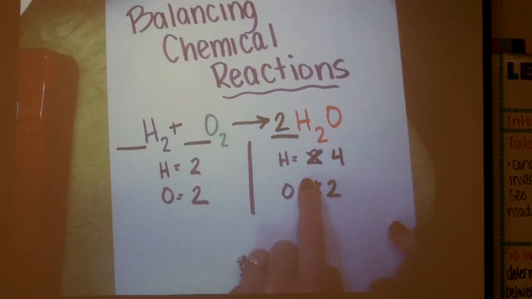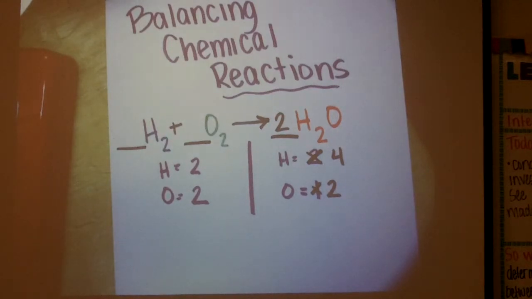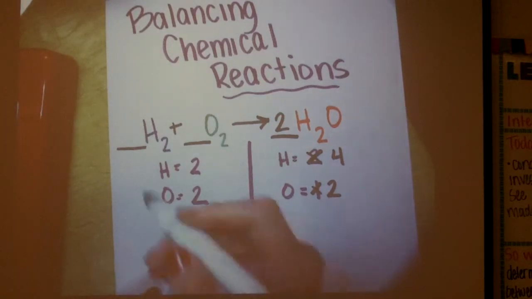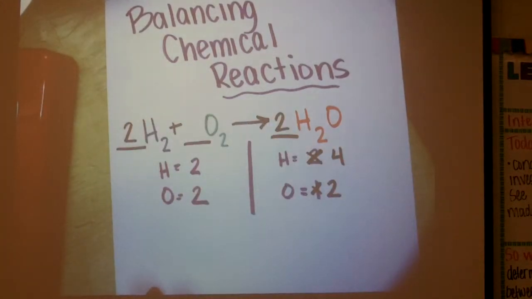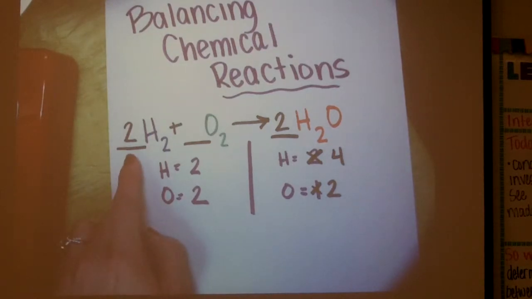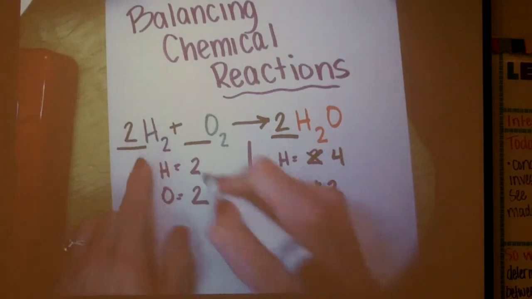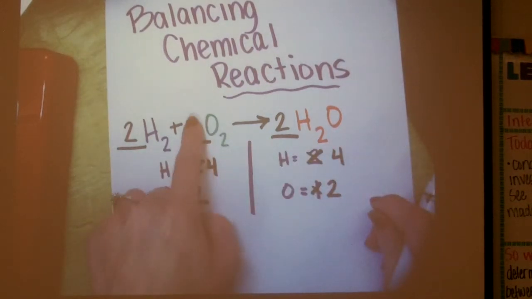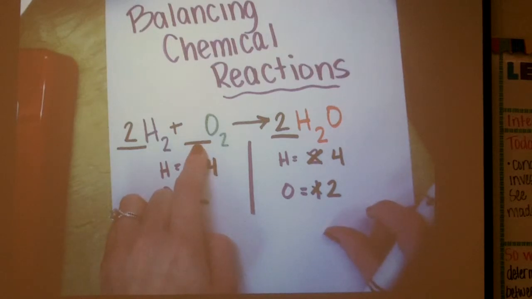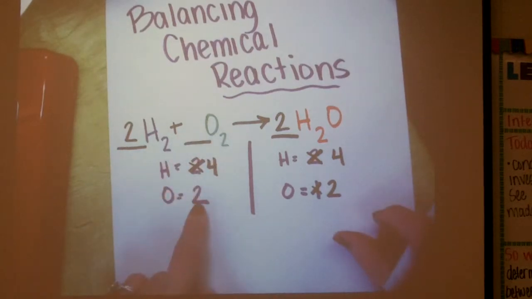So we need to add a coefficient to the reactant side. This time, we're going to add a coefficient to the hydrogen. I'm going to add a coefficient of 2, because originally it was a 1, so you go up by 1, so now we add a 2. So we need to recount our atoms. 2 times 2 is 4. And then, since there's no coefficient listed, I know that it is a 1. 1 times 2 is 2.